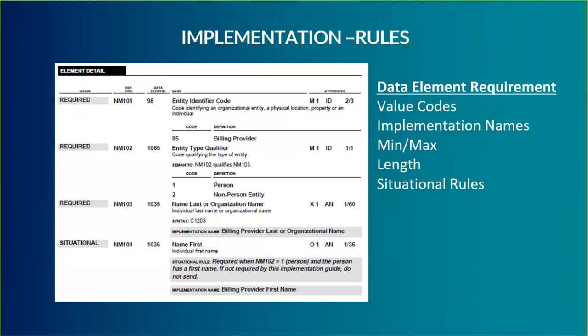Some of them won't. Now, as we go on to the NM104, the utilization of this data element is situational, okay? And it says required when, and remember, anything situational will always have a rule. Required when NM102 is equal to 1, and here's the person has a first name.